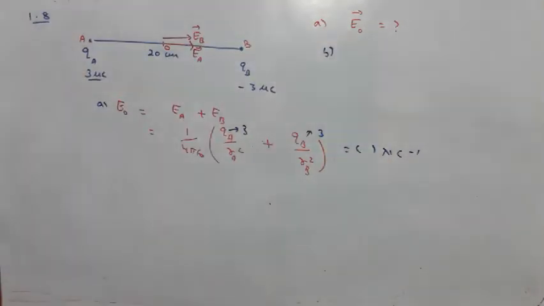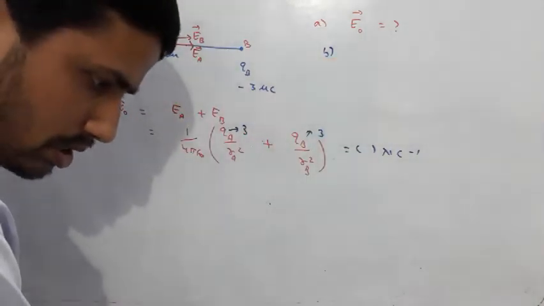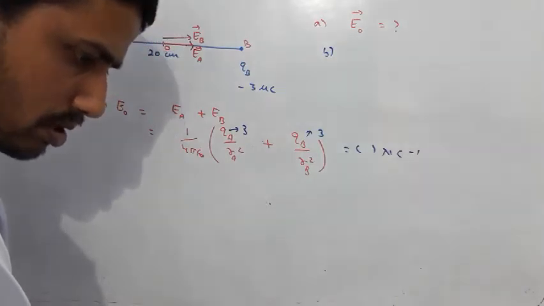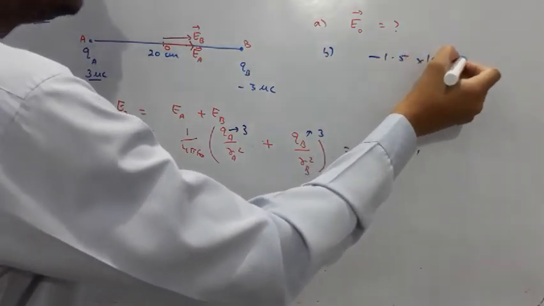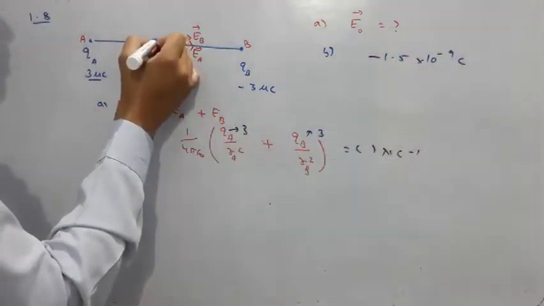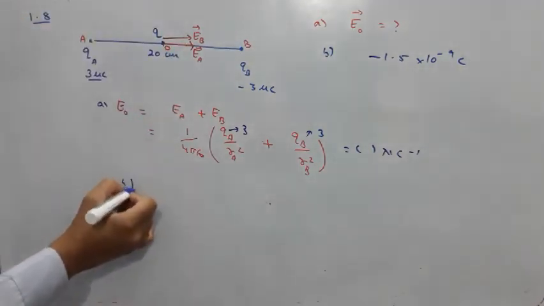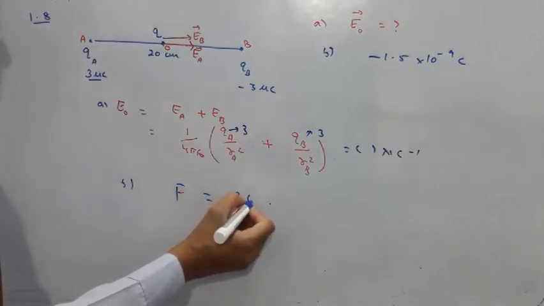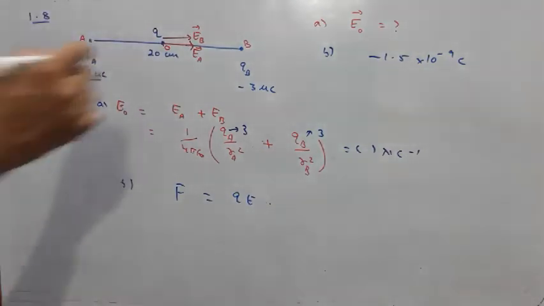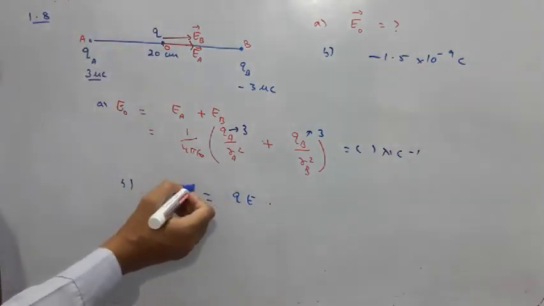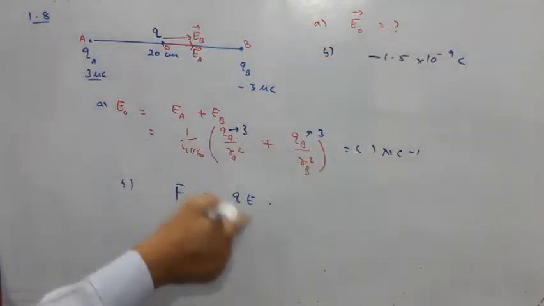In the second part of the question, they ask that if they put a negative charge, its value is 1.5 into 10 to the power minus 9 coulomb, at the center, at this point you put that charge Q. Then on that charge what will be the force? It's easy to calculate. Force will be equal to Q times E. Now in the question they are asking just the magnitude. So you can write F is equal to QE. For Q you put 1.5 10 to the power minus 9. For E you put this value. You will get the answer.